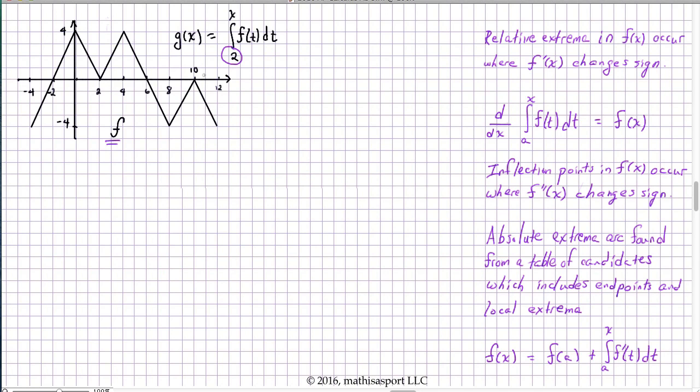So what does that mean? That means that questions about g prime of x are really questions about f. And questions about g double prime of x are questions about f prime. With that overall insight, let's attack the questions. First, does g have a relative minimum, maximum, or neither at 10?